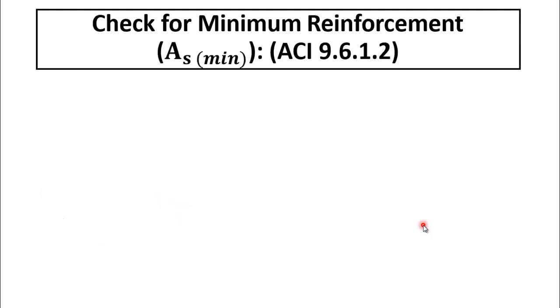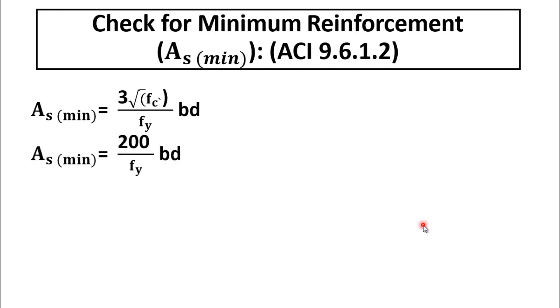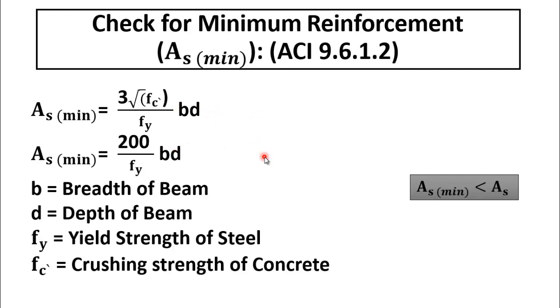Now we will also apply the check for minimum steel reinforcement. According to ACI 318, minimum area of steel can be determined by using the following two equations. AS minimum is equal to 3 under the root Fc prime divided by Fy into B D. The second equation is AS minimum is equal to 200 divided by Fy into B D. You have to select the larger value from these two values. Area of steel must be greater than AS minimum. If the area of steel is less than AS minimum, you have to use this AS minimum for the design of the beam.